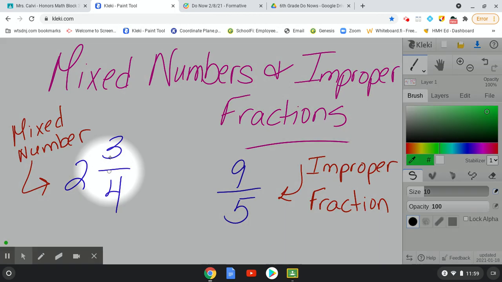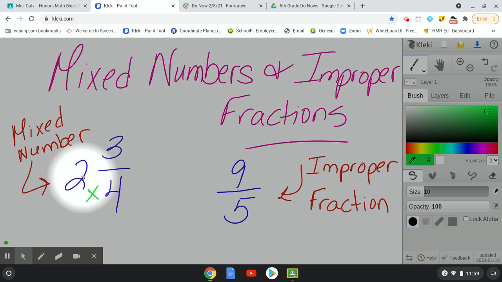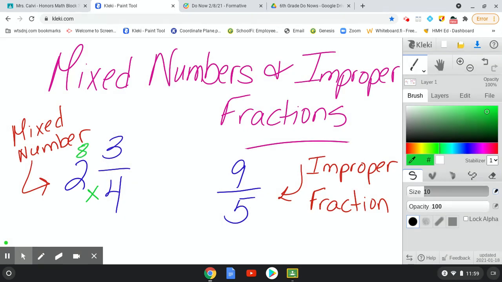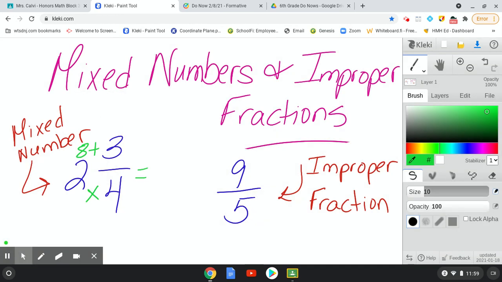I'm going to take my denominator and multiply it by my whole number. So I'm going to take my denominator of 4, multiply it by my whole number. So 4 times 2 is 8. And then I'm going to add in that numerator. So I'm going to take that 8 that I got and add 3 to it. 8 plus 3 is 11.